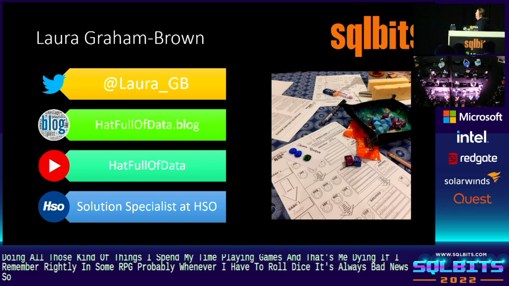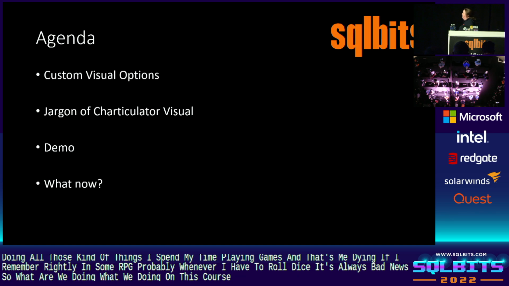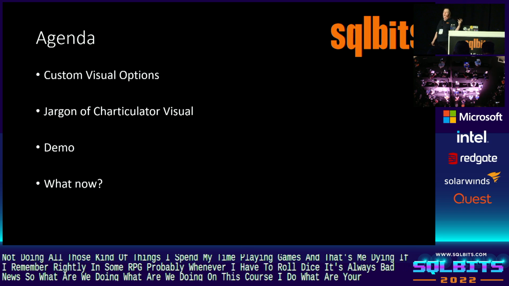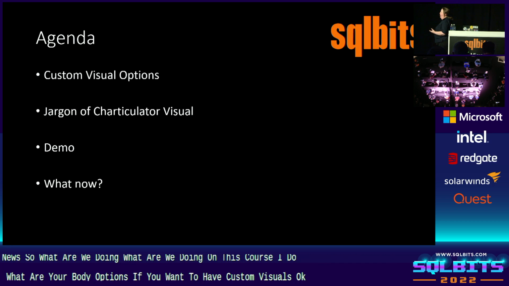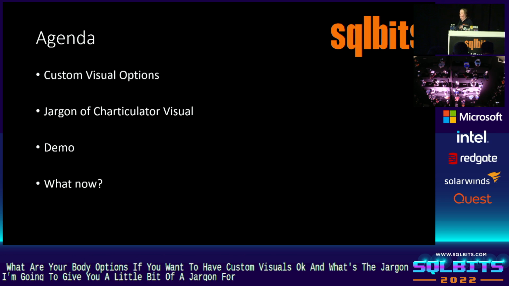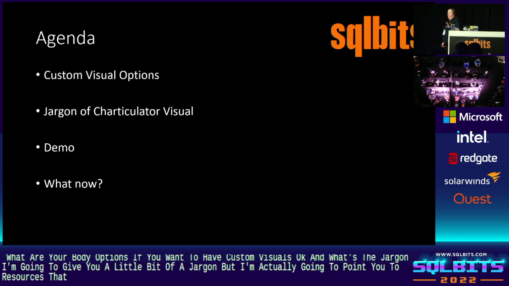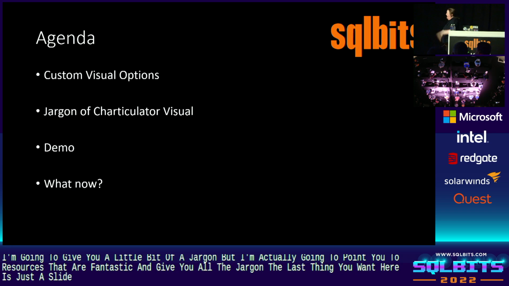So, what are we doing on this course? We're going to talk about what your options are if you want to have custom visuals, okay? And what's the jargon? I'm going to give you a little bit of the jargon, but I'm actually going to point you to resources that are fantastic and give you all the jargon. The last thing you want here is just a slide full of data. And then I'm going to do the bit that I like doing, which is the demos, okay?